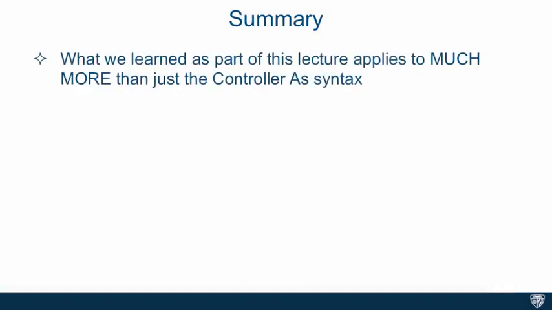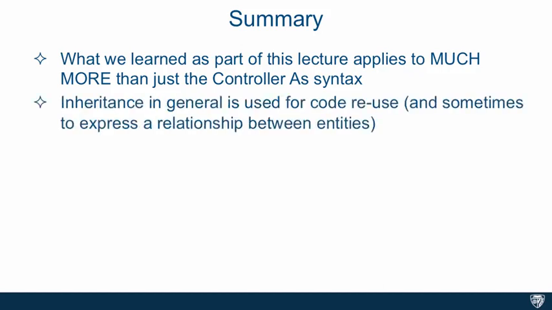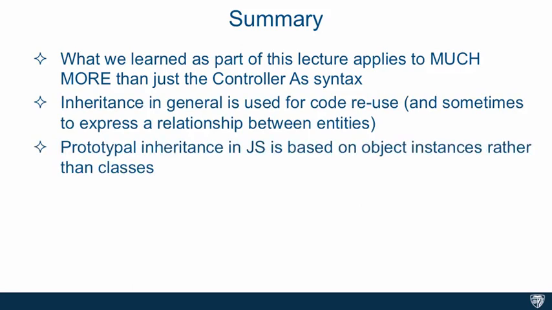So let's summarize. First of all, please don't think that all these numerous concepts that we learned as part of this lecture are only applicable to understanding the controller as syntax. What we learned is applicable throughout the AngularJS framework and really throughout JavaScript in general. So let's review. Inheritance in general is used for code reuse and sometimes to express a relationship between entities. Prototypal inheritance in JavaScript is based on object instances rather than classes. In general, prototypal inheritance is much simpler than class-based inheritance, having only a couple of rules to know.